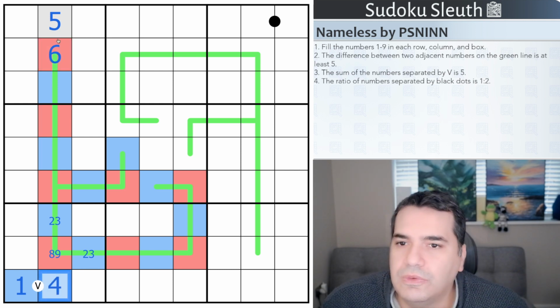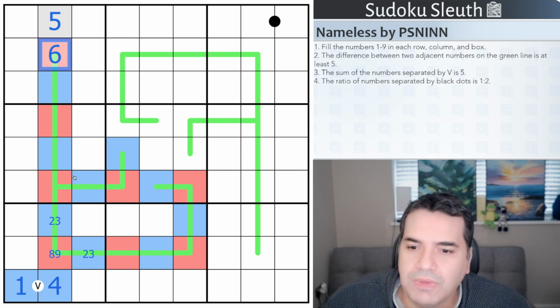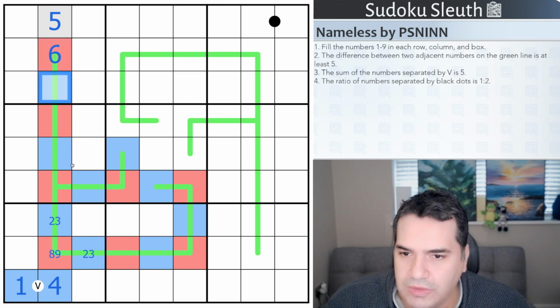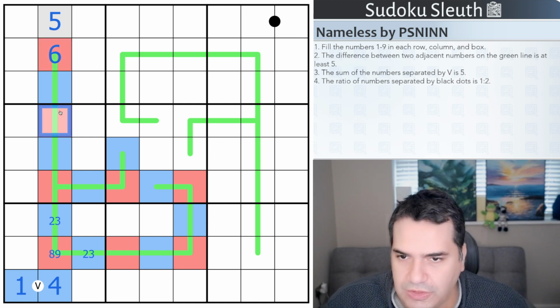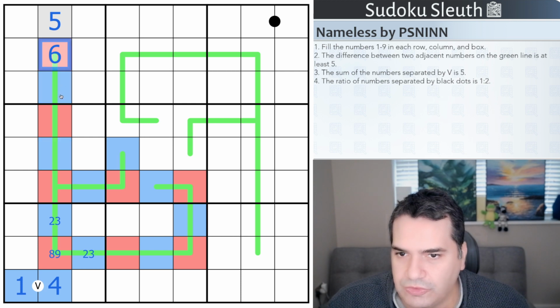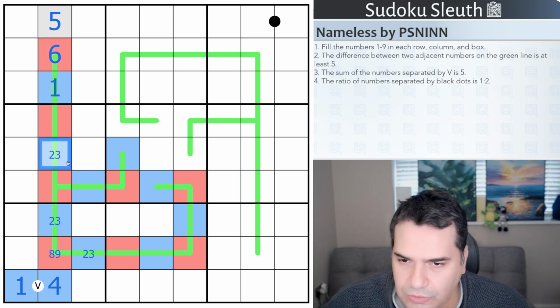So we thought about the 4. The next one to think about is the 6. The 6 requires a 1 next to it. And anywhere else, if I placed a 6, that would have required 2 1s. So that's 6, that's 1, and that's another 2, 3.